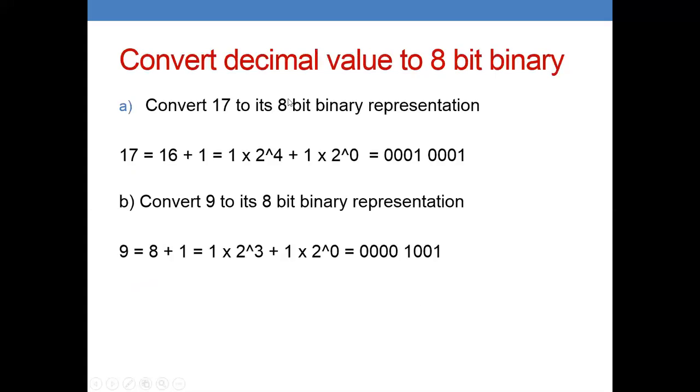So here we're converting 17 to its 8-bit binary representation. Well, 17 is the same as 16 plus 1, and that's 1 times 2 to the 4th plus 1 times 2 to the 0. So here's the 8-bit representation of 17. Similarly for 9, 9 is simply 8 plus 1, which is 1 times 2 cubed plus 1 times 2 to the 0. Here's the 8-bit binary representation of the number 9.